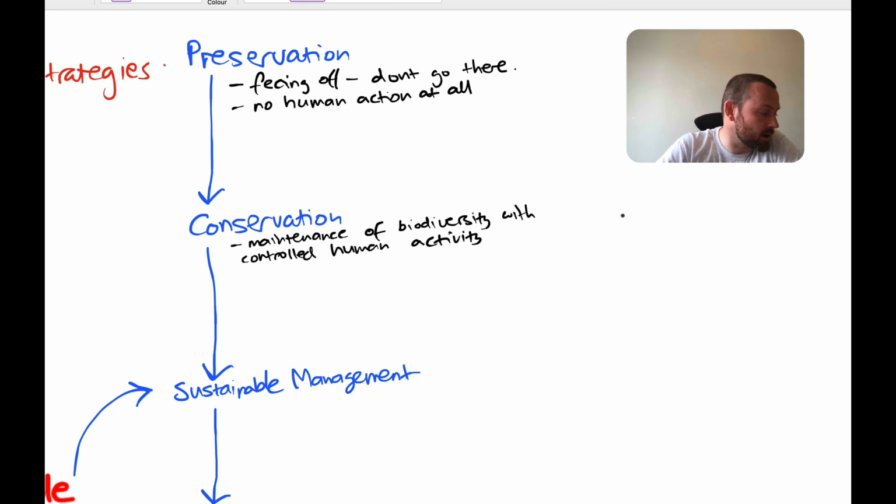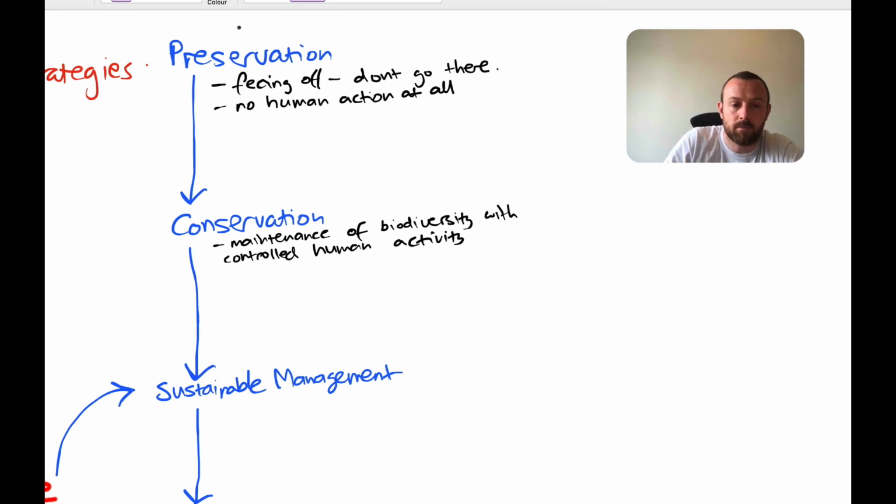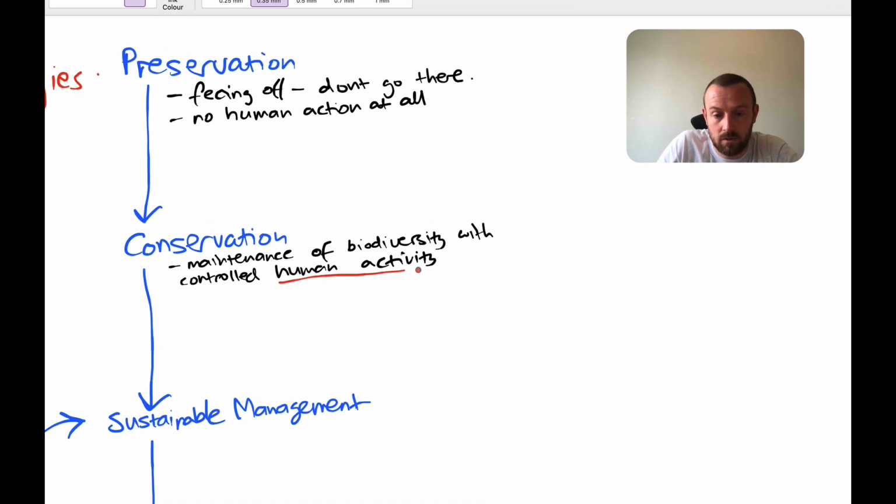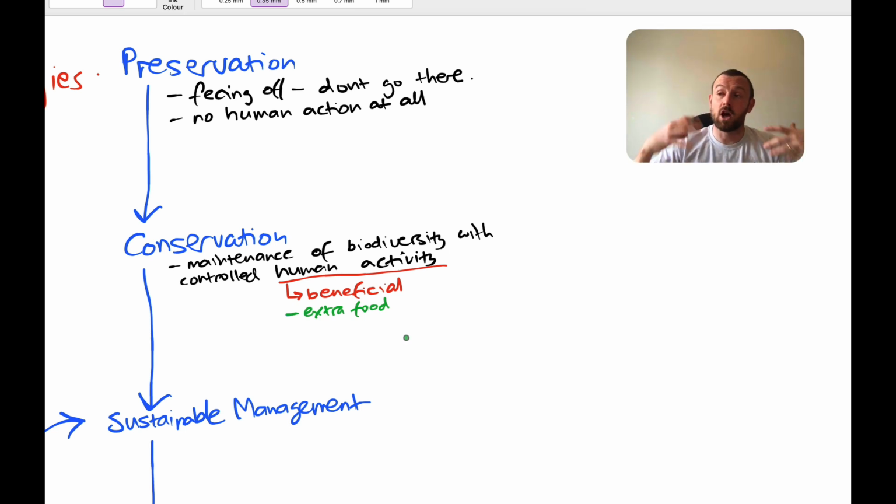So let's look at some strategies of that: controlled human activity that is beneficial. What have we got? We could, for example, provide extra food. There's an orangutan rehabilitation center in Borneo where animals are released to the wild, but the people put out fruit every day for animals that are learning to find food in the forest. So providing extra food can support a higher population of these orangutans as they return to the forest. Okay, so we can relocate animals.